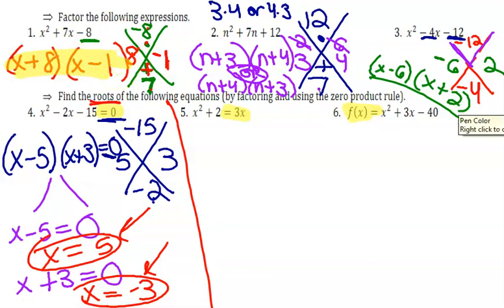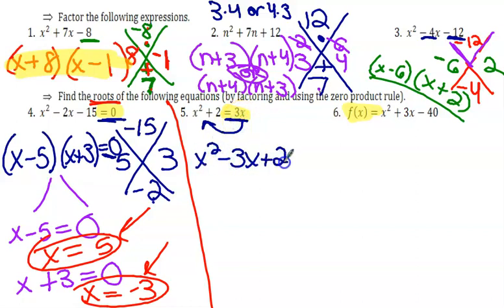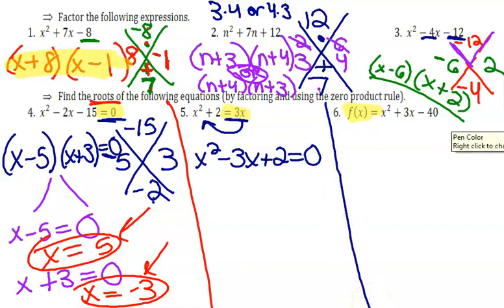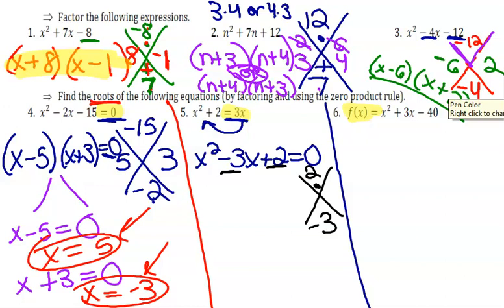All right, number 5. Is it equal to 0 yet? I don't think so. So I need to move the 3x over and make it negative 3x. I like to put it in this order so then I know what to put in the x. Remember, the C goes on top and the B goes on bottom of the x. Now we need to figure out what factors multiply to 2 and add to negative 3.